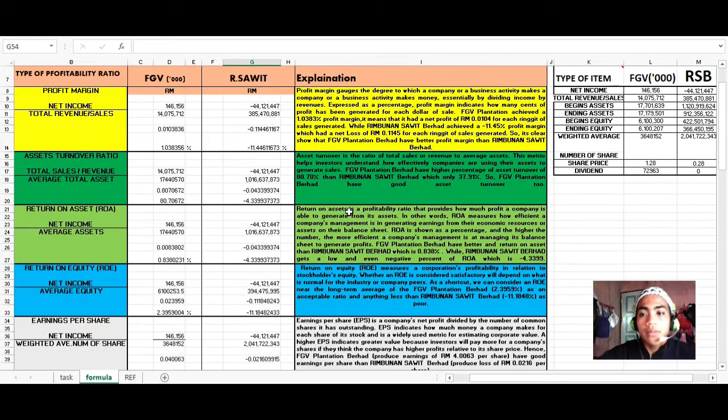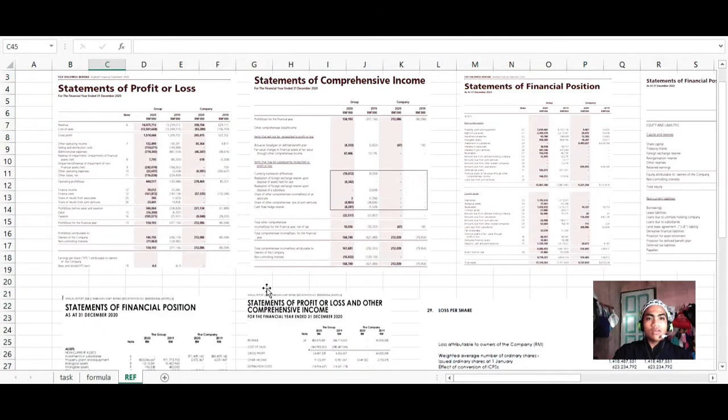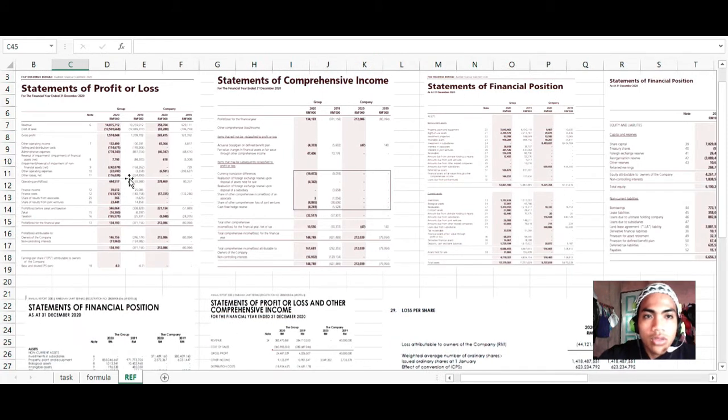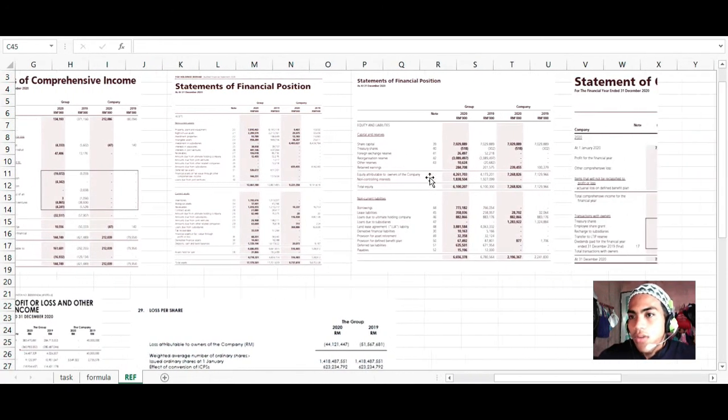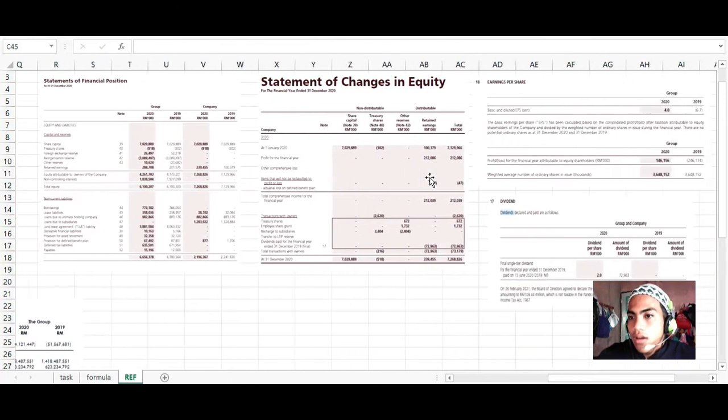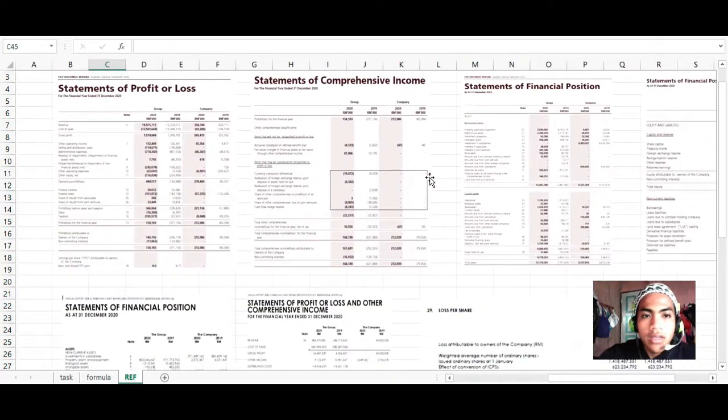So that's all from me. And this is the reference from the annual report. I got this from the FGV Plantation Annual Report 2020.